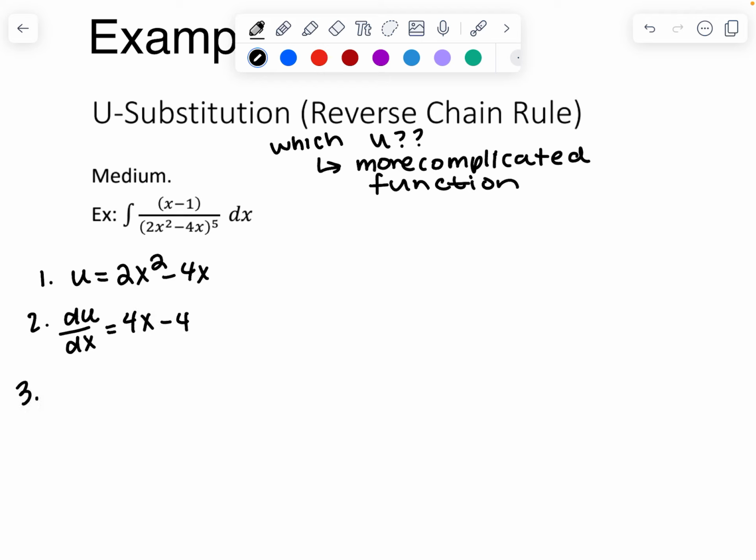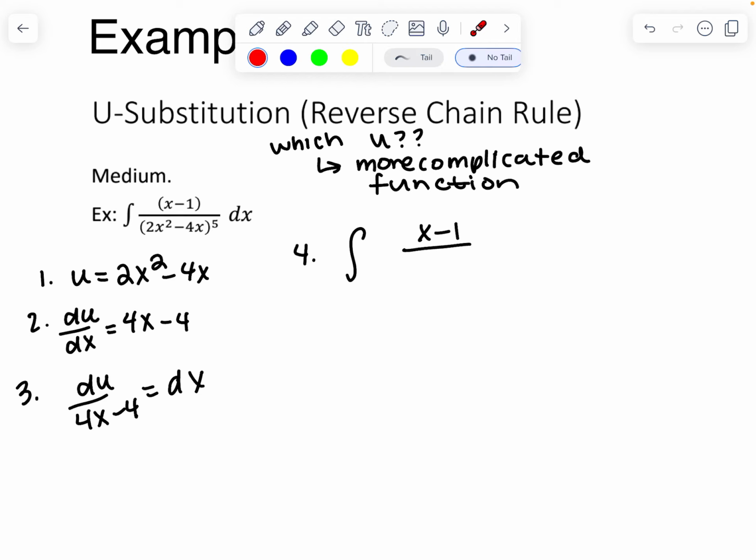Again, I solve for dx, but essentially we're just switching these two places. That's what we're doing when we solve. So I'll get this function that equals dx. And now I shall do my substitution step. So x minus 1 for right now is still here because I haven't done anything to replace it. But this expression down here gets replaced with u, so it's going to be u to the 5th power. And then dx is being replaced with du over 4x minus 4.